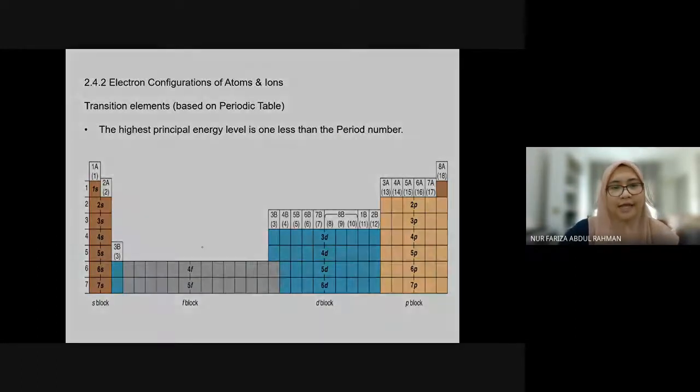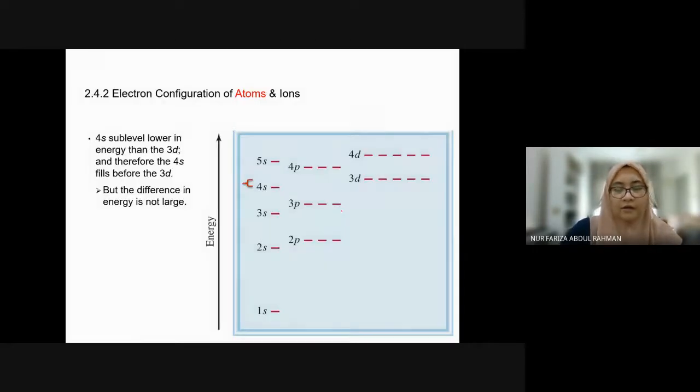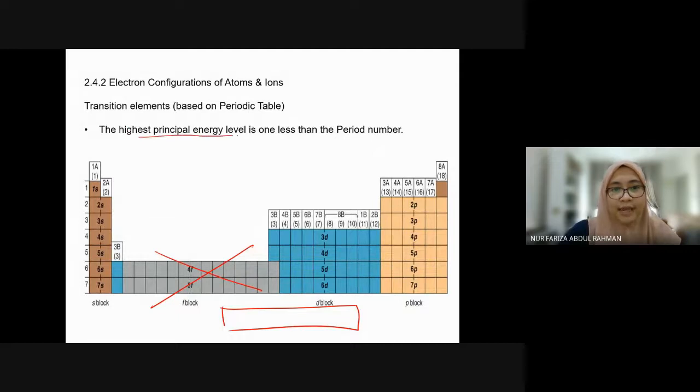Okay, this is an example. Ignore this, the F should actually sit below. So this is the S block, this is the D block, and then we have the P block. Here, the highest principal energy level is 1 less than the period number. This is our period number: n is equal to 1, n is equal to 2, n is equal to 3, n is equal to 4. For n equal to 1, we do not have the D block. For n equal to 3, we still do not have the D block. Transition elements start at n equal to 4.